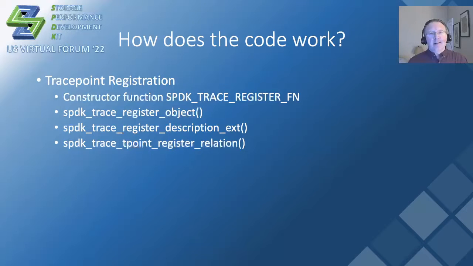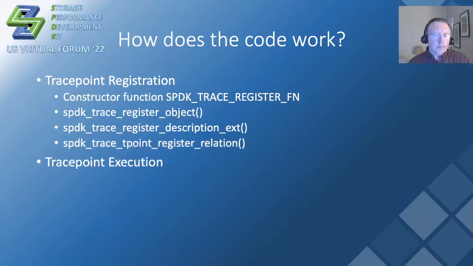Inside of that constructor function, you're going to do a bunch of calls to register objects, register the event descriptions, and then also register the relationships between them. So you can say this NVMF request is associated with the bdev IO. This allows us to register all these in the modules that are actually defining them.